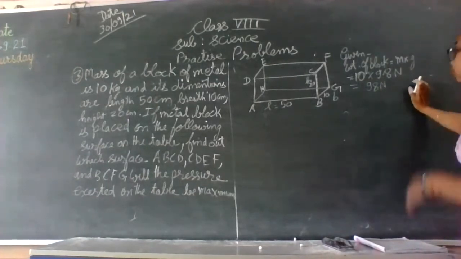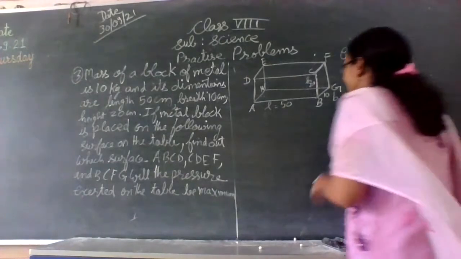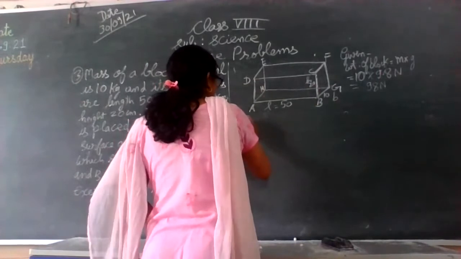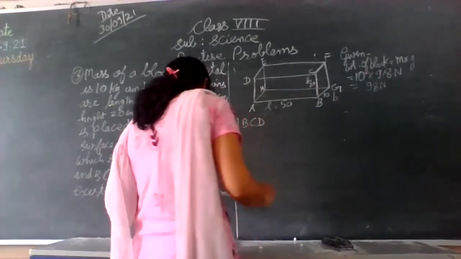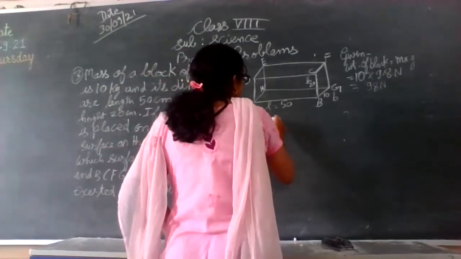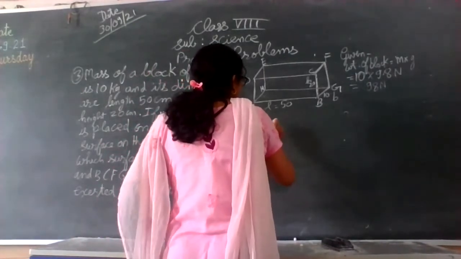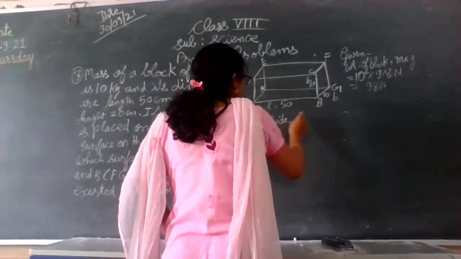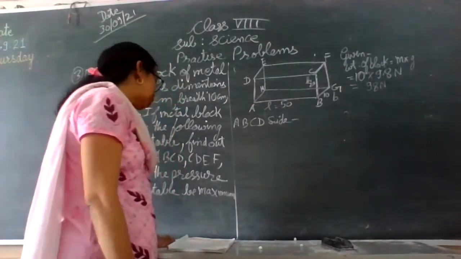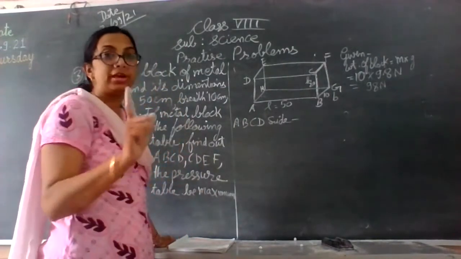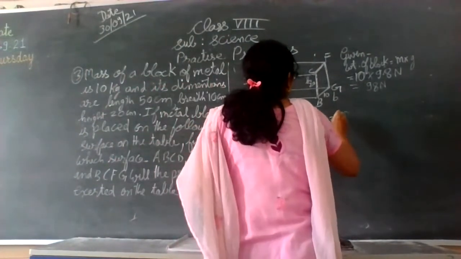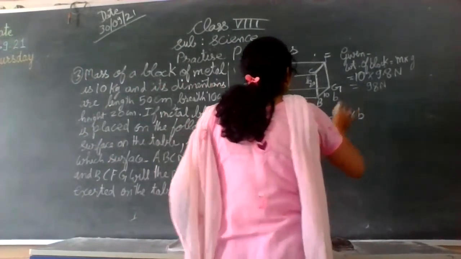Next, for ABCD, area will be, what will be the area for the ABCD block, ABCD side? We have to find out the area. For area, we all know length into breadth we have to do. Area will be length into breadth.